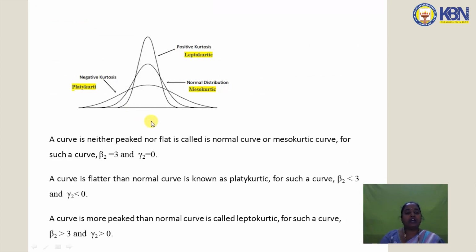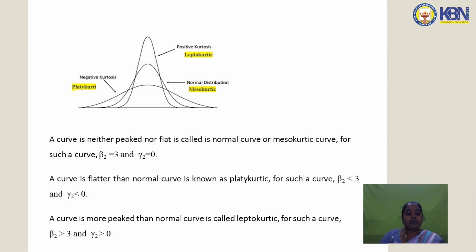This is the shape of the curve. The curve in the center is the normal curve, and the normal curve is also known as mesokurtic. For this normal curve, beta 2 is 3 and gamma 2 is equal to 0.